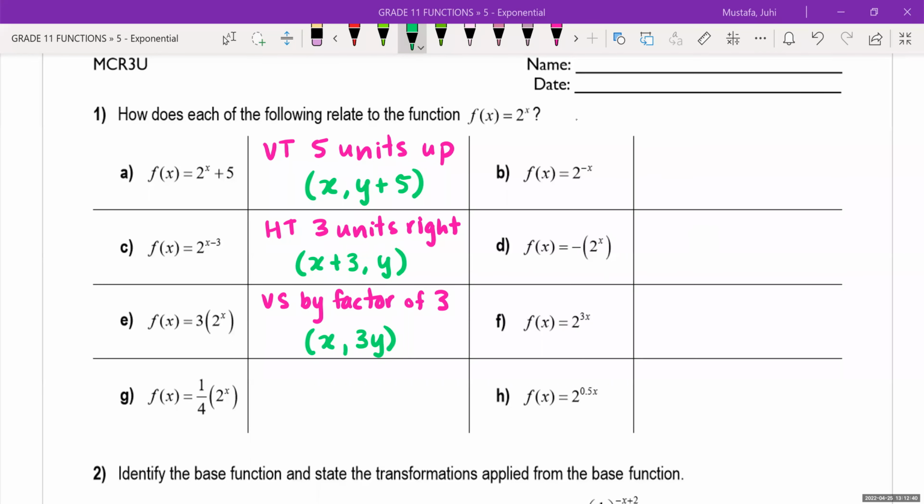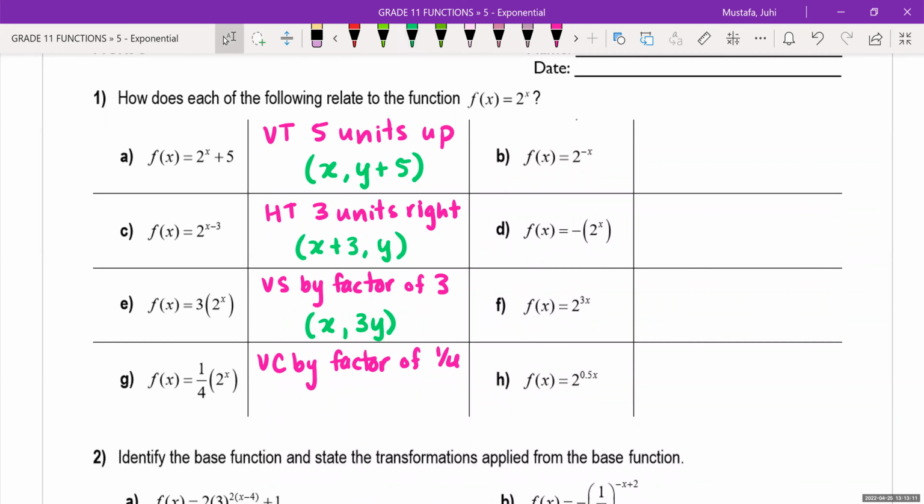If this number, by the way, was a fraction, then it would be a compression. So if you take a look at example G, the difference between example E and G, they both have a number in the A position, but 3 is a whole number, so it's a stretch. But G is a fraction, so now it's going to be a vertical compression by a factor of, I'm using super short form here, a quarter. And is that going to affect my x or y in the mapping coordinates? Good. So it's going to be x, comma, 1/4 y.